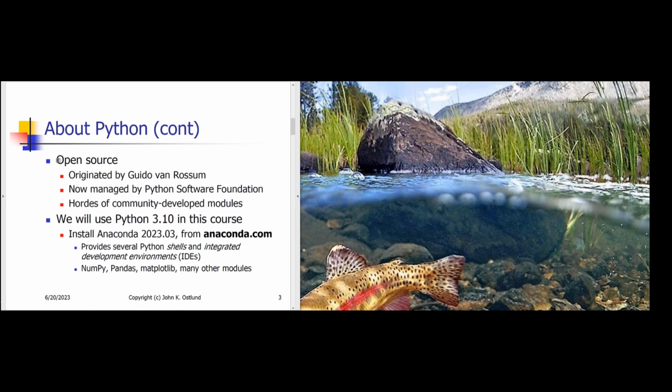Python is an open source project, meaning it's free to use for personal use or academic use or what have you. It was originated by a fellow named Guido van Rossum, who was the driving force behind Python for many years. Nowadays, an organization called the Python Software Foundation, loosely knit in the way of open source projects, controls Python, and they have new releases on a periodic basis.